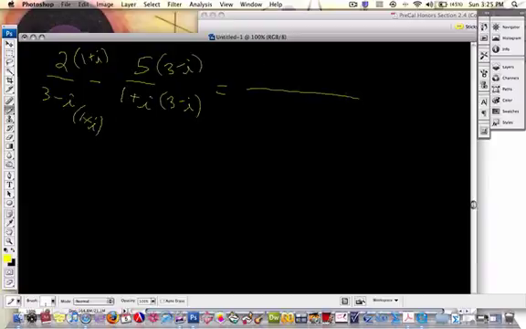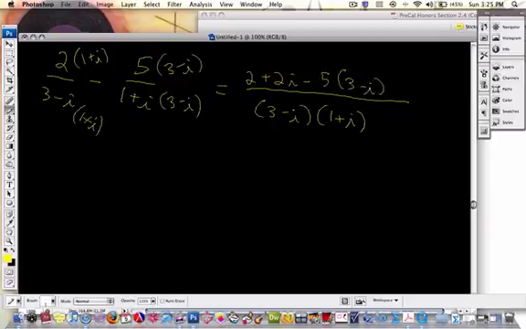So then in the denominator, we've got 3 minus i times 1 plus i. In the numerator, we've got 2 plus 2i minus 5 times 3 minus i. So that minus is going to have to be distributed here. I'll actually just do it now. So that becomes minus 15 plus 5i. So 2 minus 15 is negative 13. 2i plus 5i is plus 7i.